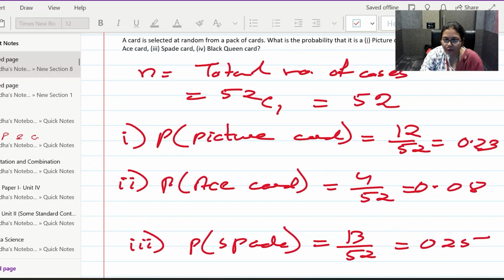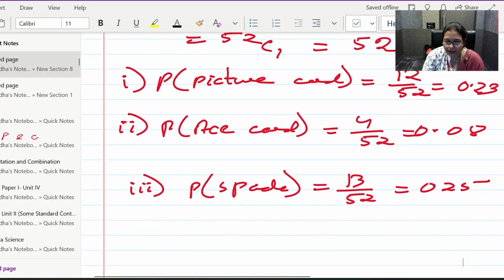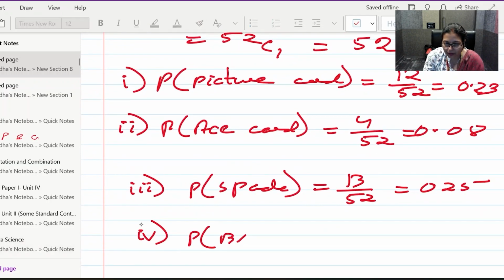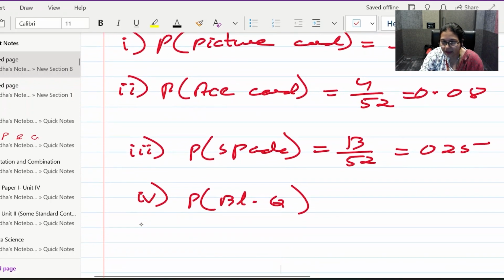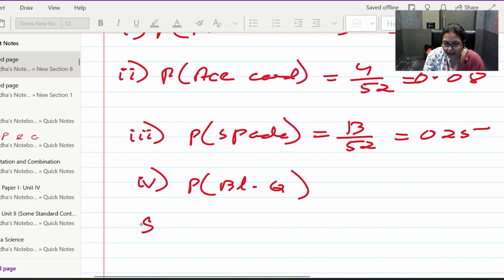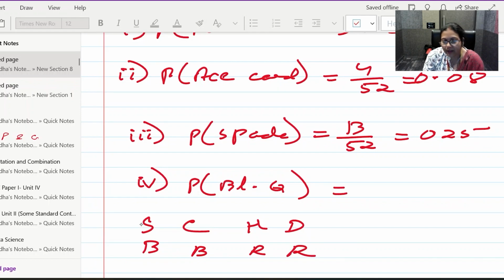Now the fourth question is the black queen card. Interesting, black queen card. So let me write black queen card first. How many queen cards are there in total? There are spade, club, heart and diamond, so in every type there is a queen, but this queen is black, this queen is black, this is red, this is red. So in a pack of cards, how many black queens are there?